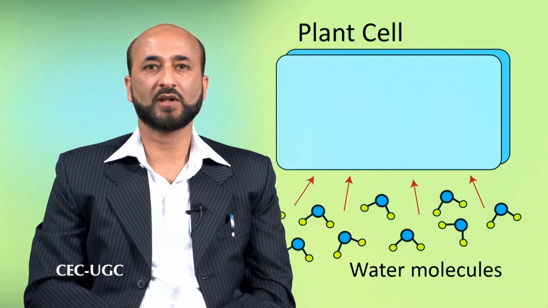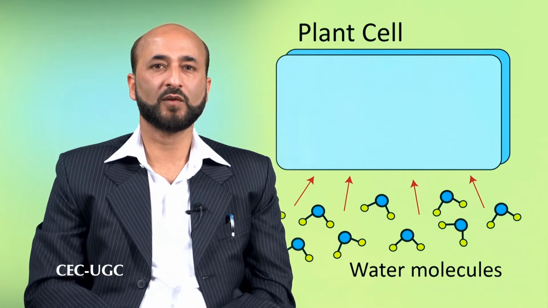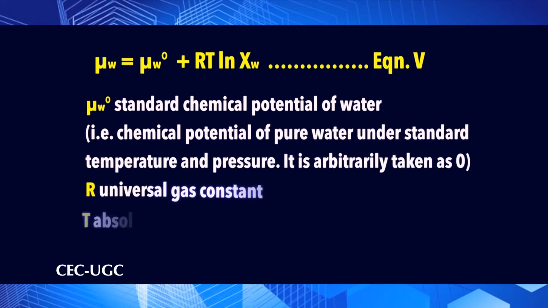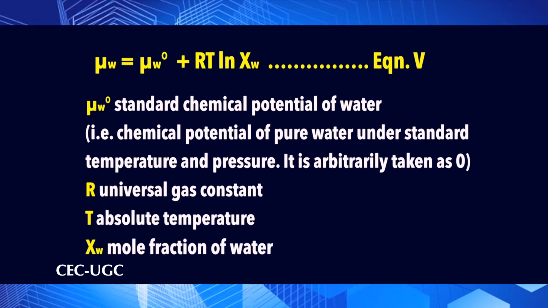Chemical potential of water is related to mole fraction of water by the following equation. Mu W is equal to mu W naught plus RT natural log of XW, where mu W is the chemical potential of water under ambient conditions, mu W naught is the chemical potential under standard conditions, R is the gas constant, T is temperature, and XW indicates the mole fraction of water.